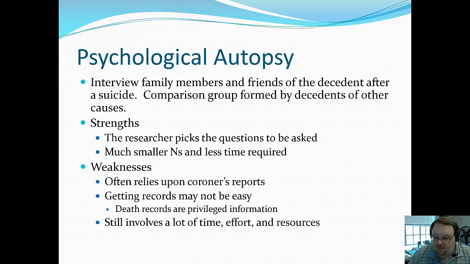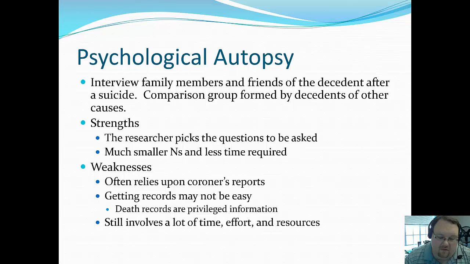So the strengths here are, again, the researcher gets to pick which questions are asked. So for me, if I'm studying sleep, I could ask about sleep questions and get the answers I need. Unfortunately, I could not ask the person that died, of course, but that is one of the limitations. Another strength is that you need a lot fewer people, and it takes a lot less time to do this type of study.